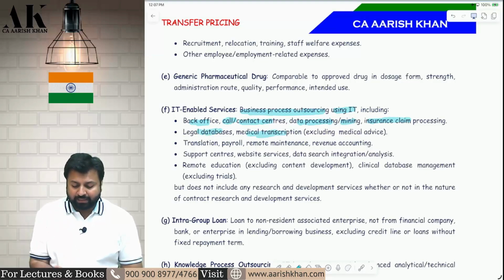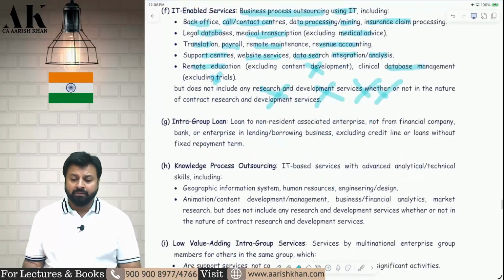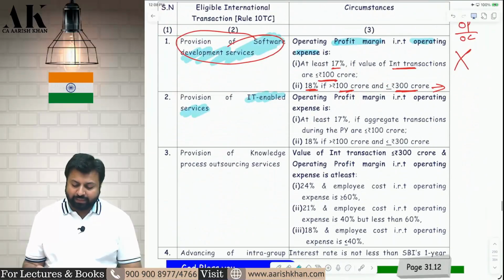Legal database, medical transcription, excluding medical advice, translation, payroll, remote maintenance, revenue accounting, support center, website service, data research, integration, analysis, remote education, including content development, clinical database management, excluding trials, but again does not include contract research and development services. Here also the margin is the same only, 17% up to 100 crore and 18% above 100 crore up to 300 crore.